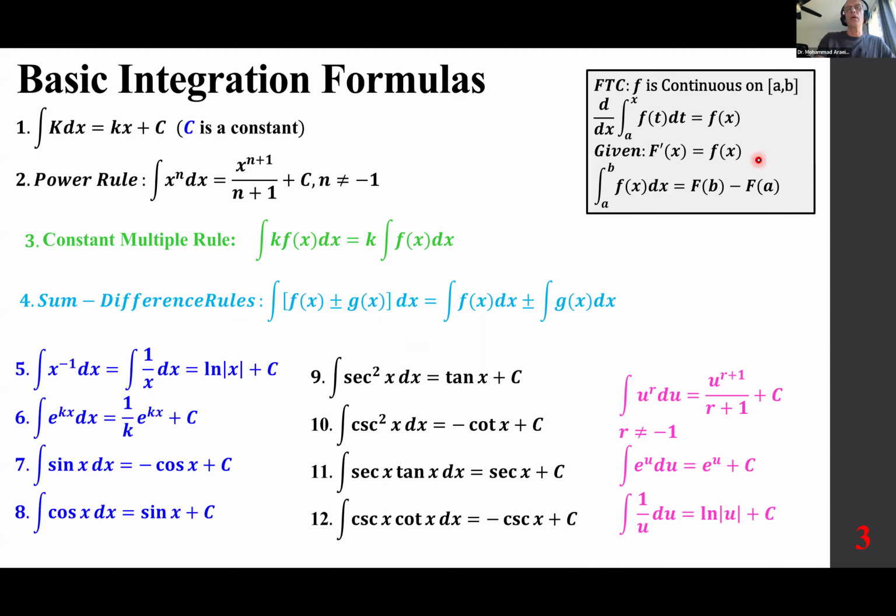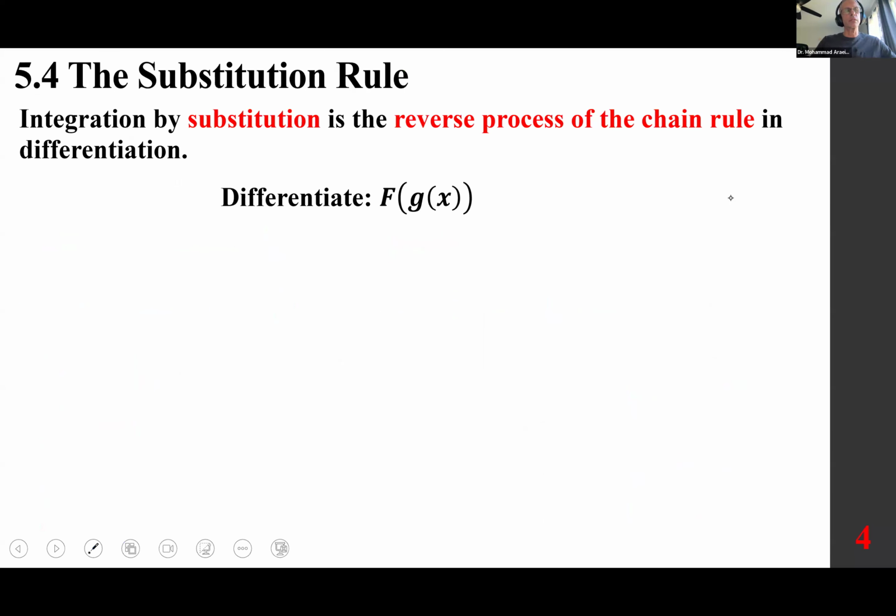In short, the integral of a to x f of t dt, when we differentiate, we get the function back, f of x. And the integral of a to b f of x dx, the definite integral, is a number, capital F of b minus capital F of a. And now the substitution, which we are going to go over right here. So what is the substitution method?